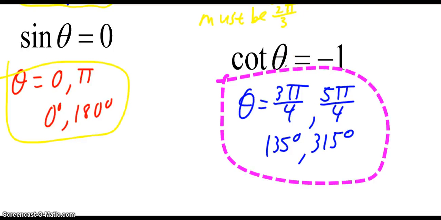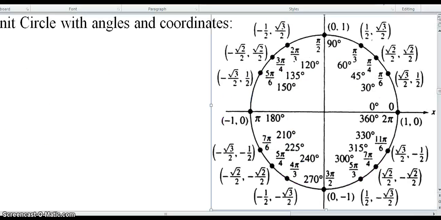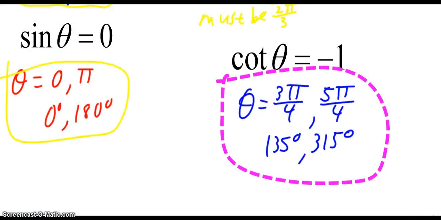Cotangent theta equals negative 1. Cotangent is x divided by y. If I divide two numbers and get a negative 1, they have to be the same value but opposite signs. So that's at 3 pi fourths and 7 pi fourths. Or, I'm sorry, I miswrote that. That should be a 7. Sorry, I wrote the correct angle in degrees. So 3 pi 4, 7 pi 4 is 135 degrees and 315 degrees.